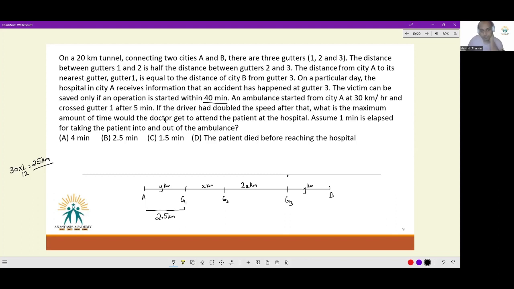This is done. If the driver had doubled the speed after that, what is the maximum amount of time the doctor would get to attend the patient at the hospital? Assume 1 minute is elapsed for taking the patient into and out of the ambulance. Okay.